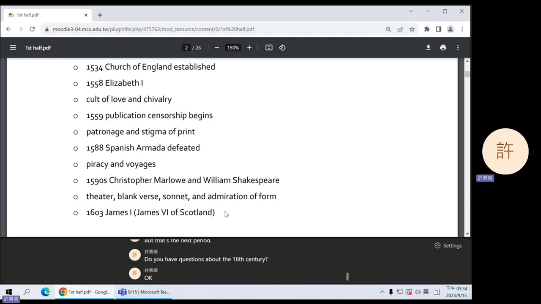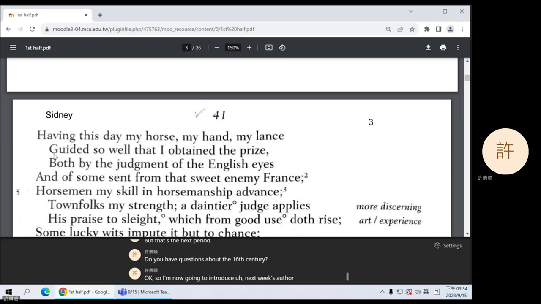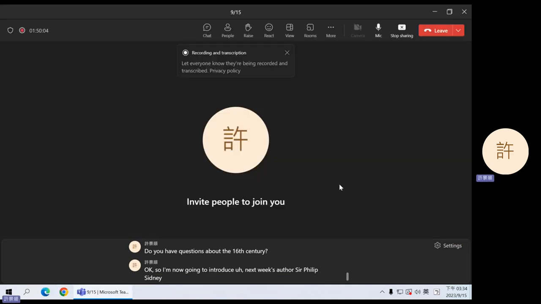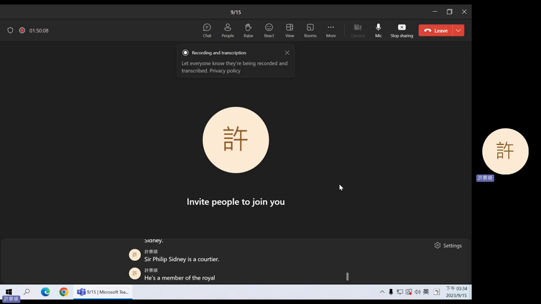Okay, so I'm now going to introduce next week's author, Sir Philip Sidney. Sir Philip Sidney is a courtier. He's a member of the royal court. Elizabeth loved him. He had a very colorful and exciting life. In terms of literature, he was the second master of the sonnet, 十四行诗.